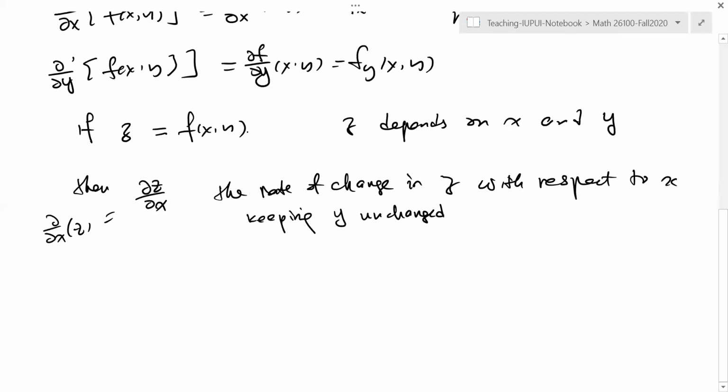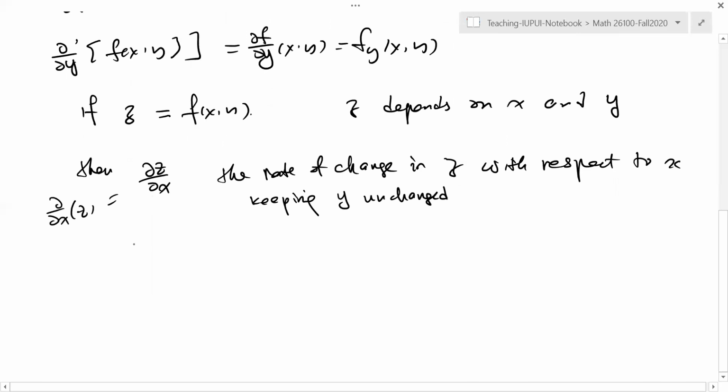Okay, so z depends on two variables. I just keep y unchanged, and then I differentiate and view it as a function of x. Okay, now how do you calculate? So this notation, what is that? If you want to know what this is, then this is nothing but this. It's also going to be this notation. So we already know how to find that.